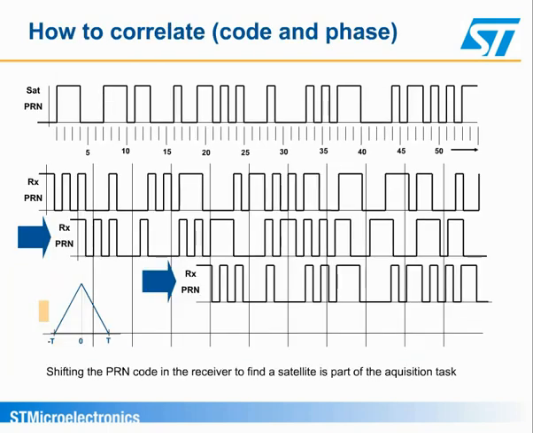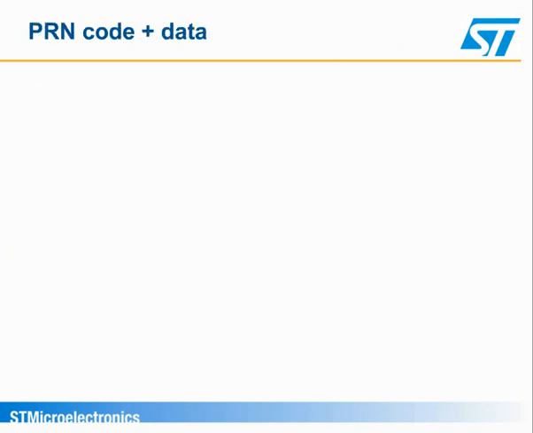The satellite system sends stable signals, repeating the PRN code every 1.023 milliseconds. The receiver generates the PRN sequence starting with a different phase from the PRN code, so the signals do not match. To find a correlation, you have to move the generated code in time up to the point where it matches the received signal. Shifting the PRN code in the receiver to find a satellite is part of the acquisition task. In parallel with the PRN code, the satellite also transmits data.